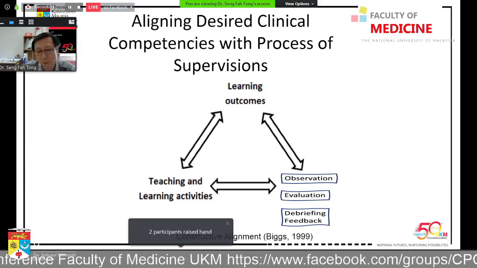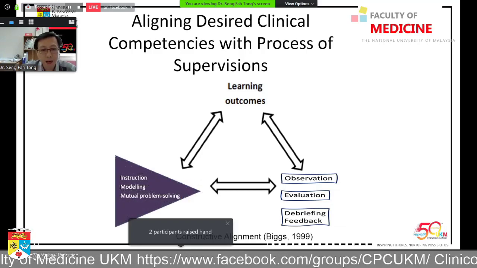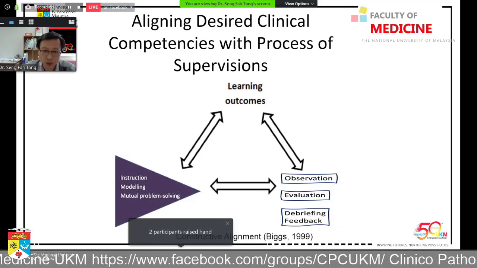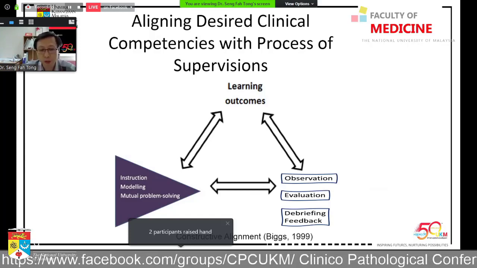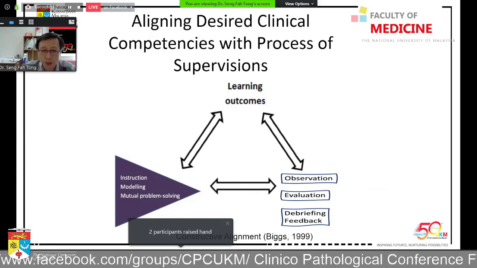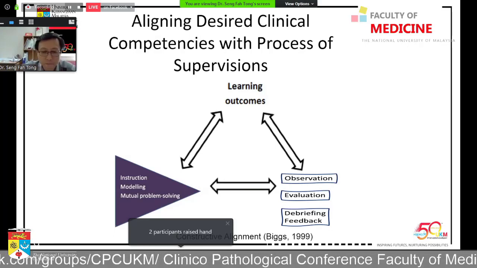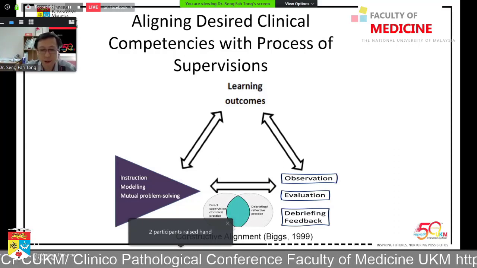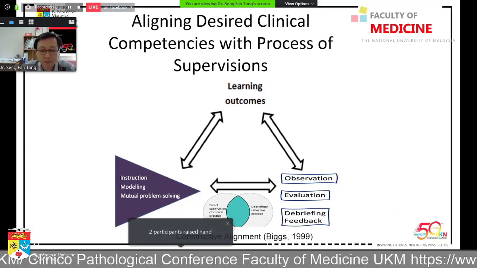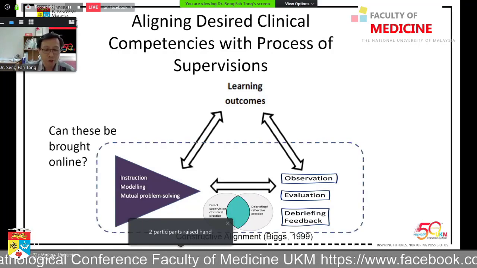A very formative way of assessment. And of course, teaching learning is instruction, modeling, demonstration, mutual problem solving. Mutual problem solving is where we solve clinical problems together with our supervisee to demonstrate how we solve things. Of course, how do we do that? Is direct and indirect. So for the next 10 minutes or so, I'm going to talk about how this can be brought online.